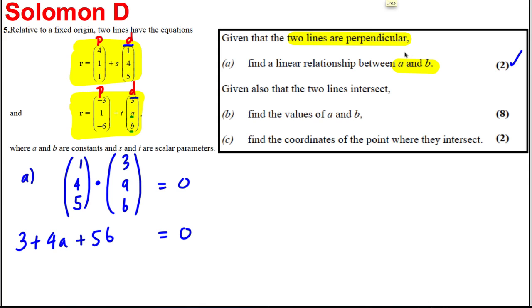Now, I'm going to write that up here. I'm going to write that 3 plus 4A plus 5B must be equal to 0 for part A.